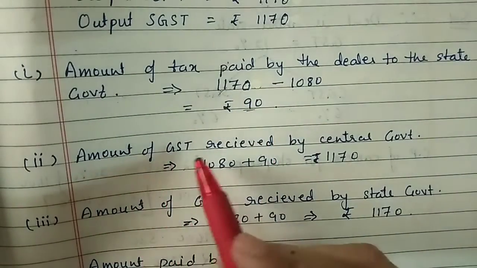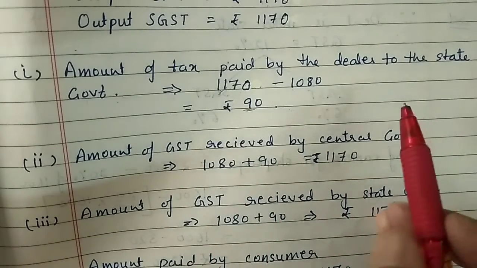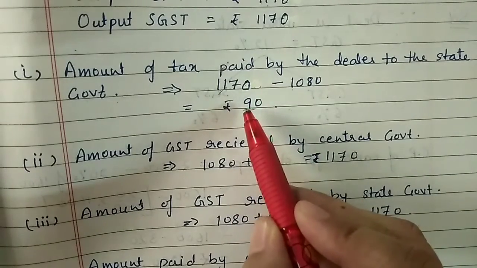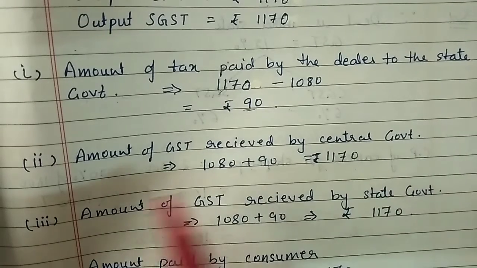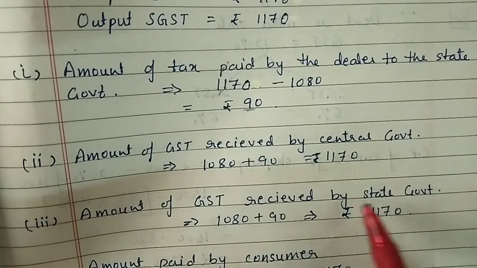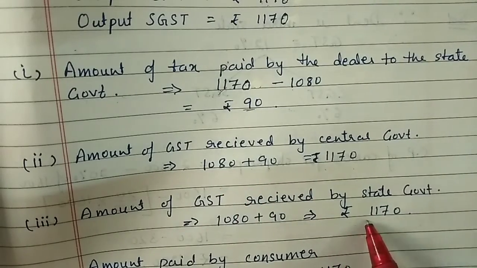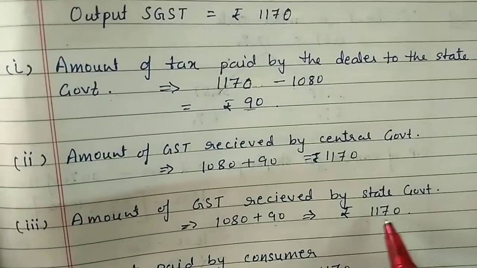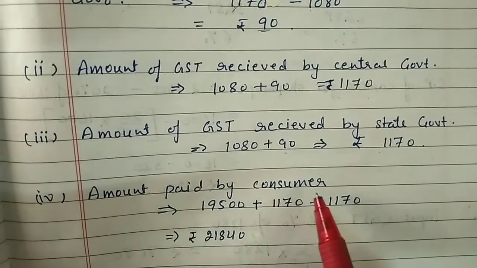Second part, amount of GST received by the central government. So central government will receive 1,080 rupees plus 90 rupees more, so 1,170 rupees. Third part, amount of GST received by the state government, that will also be equal to this same, 1,080 rupees plus 90, 1,170 rupees.